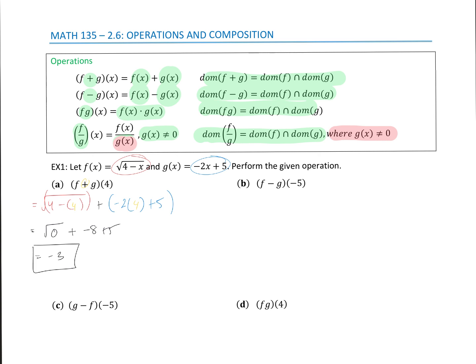The next one is going to be subtraction with an input of negative 5. Using the same functions we've been using, square root of 4 minus the input of x. This time it's going to be minus, and then negative 2 times their input plus 5. And again, our input is negative 5. So simplifying that, that's going to be the square root of 9 minus 15. So square root of 9 is 3, minus 15 is going to be negative 12.